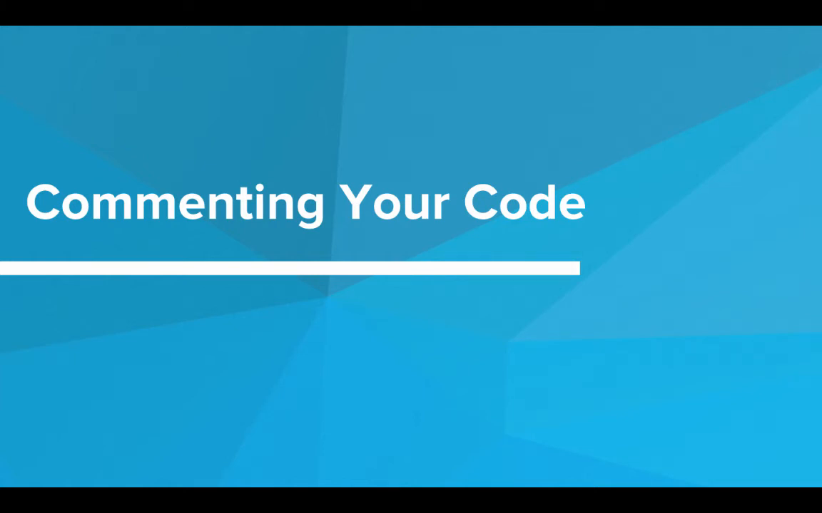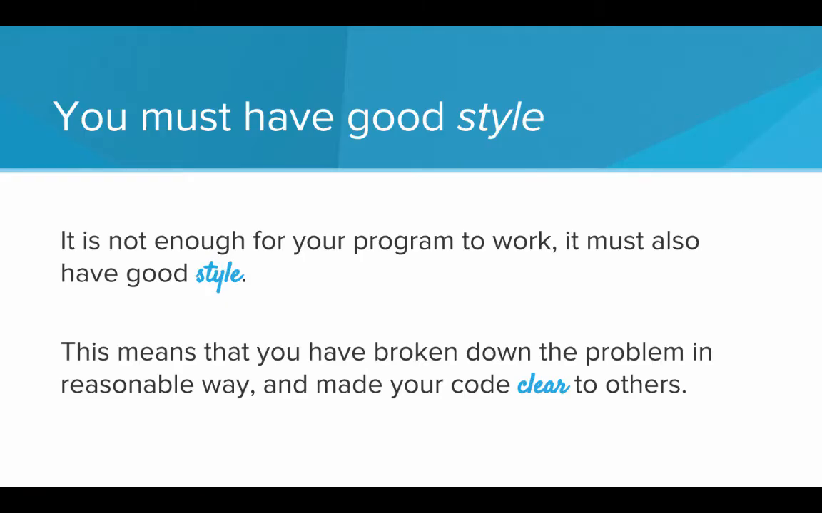Hi! In this video, we'll talk about commenting your code. So you've got to have good style. There's really two parts to writing a program. There's the functionality. Does the program work? Does it do what it's supposed to? And there's also the style. Is your program code clear and readable, and does it make sense to others? So it's not enough just for your program to work. It also has to have good style.